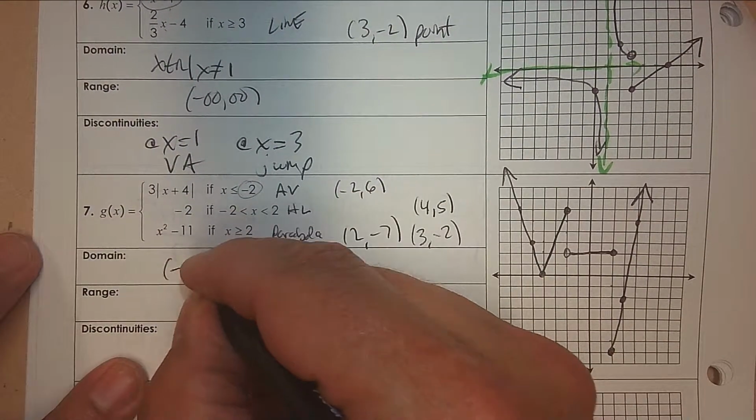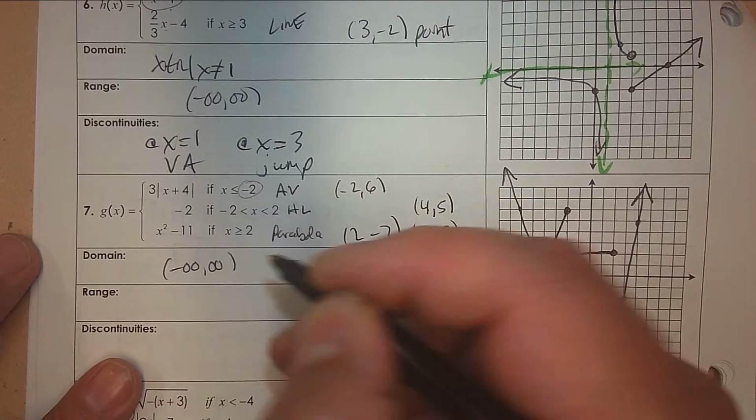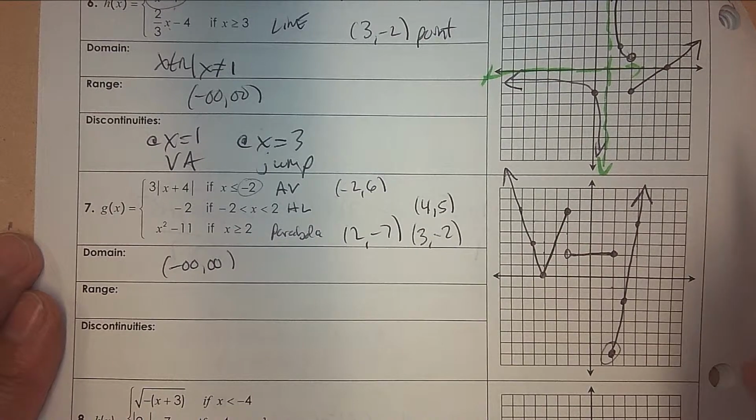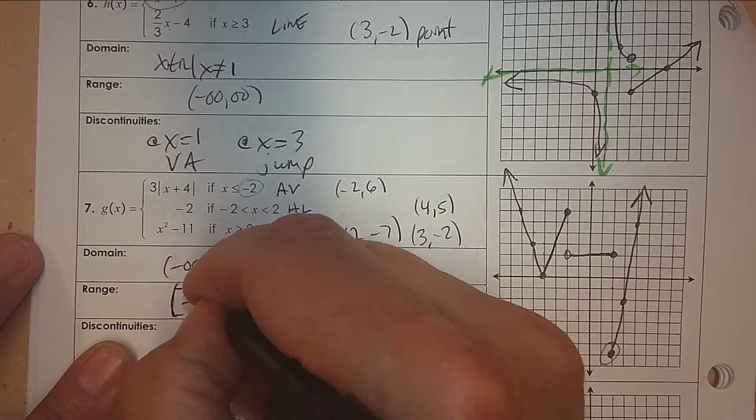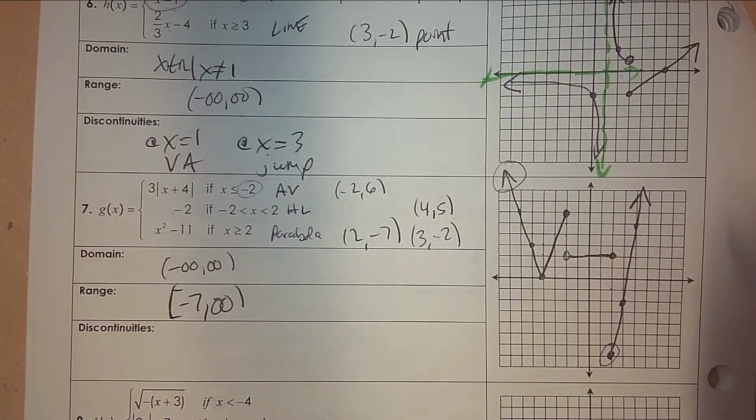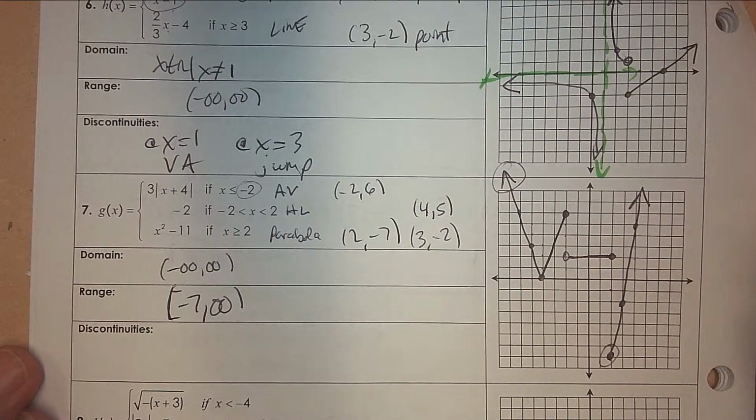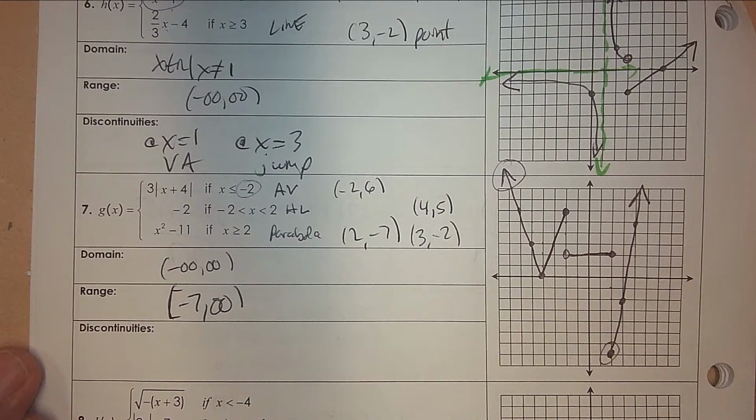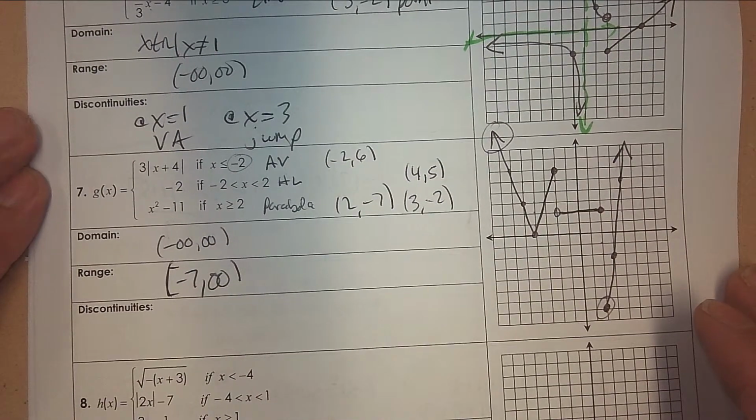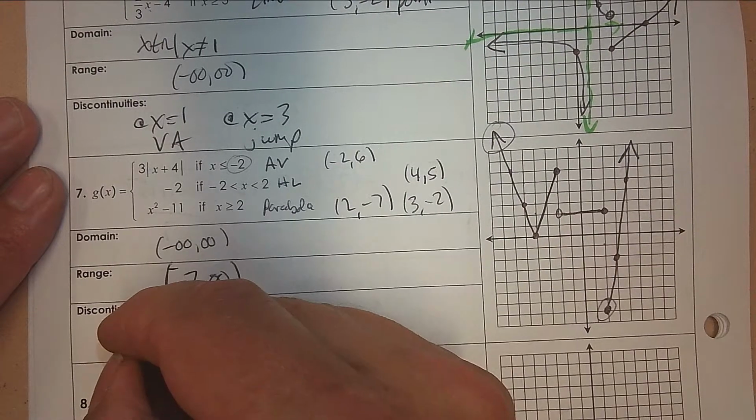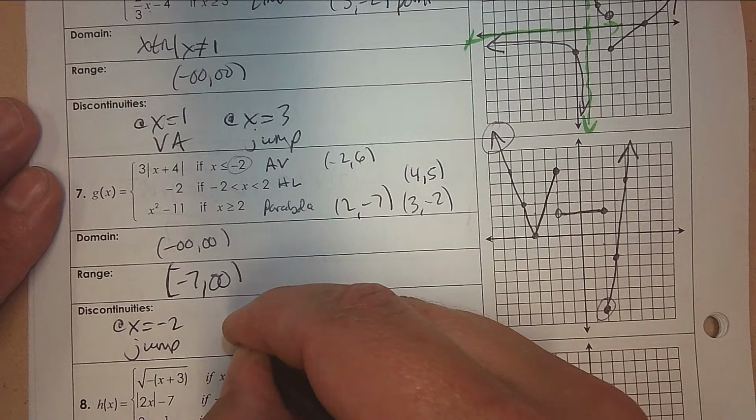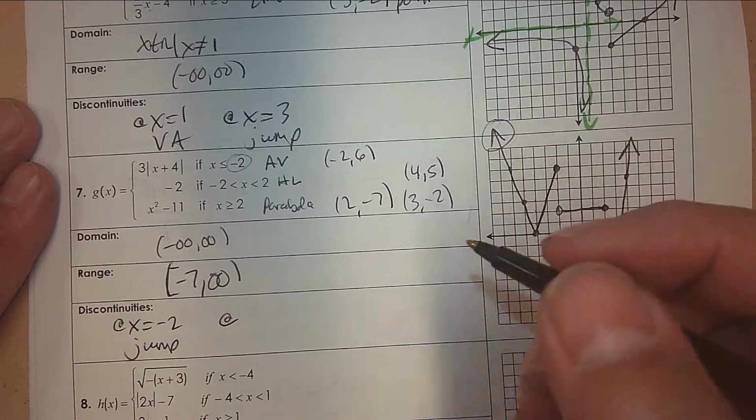So the domain is all real numbers. Here, we have a bottom value at negative 7, and it's included, and it goes up forever. Where are the discontinuities? So we have a jump when x equals negative 2. We have another jump when x equals 2.